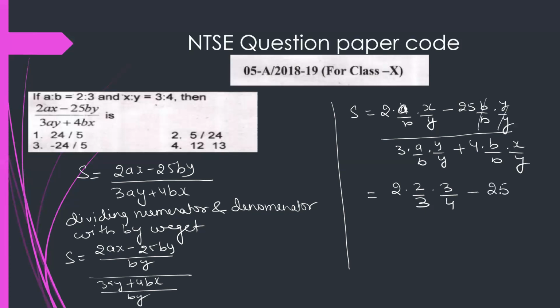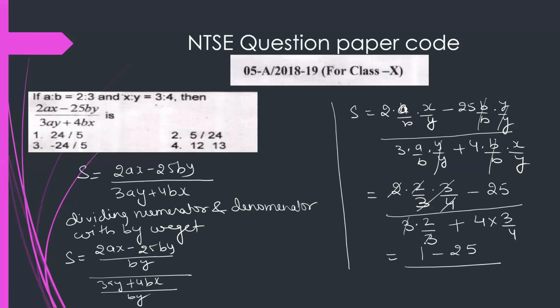You're left with 25 upon 3 into 2 by 3. Y, this gets cancelled, plus this gets cancelled, 4 into 3 by 4. Now as you can see, this whole gets cancelled. We are left with 1 minus 25 upon 2 plus 3, which is equal to minus 24 upon 5. So this is the required solution. This is option 3. Part 3 is the right answer.